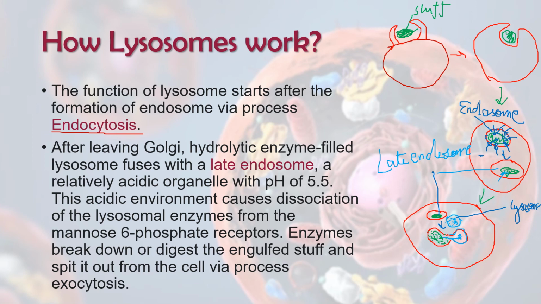Okay, so next what? Most of the stuff is used by the cell, and the stuff that is not of any use or is waste is exported out, or spit out, by the cell via a process known as exocytosis.